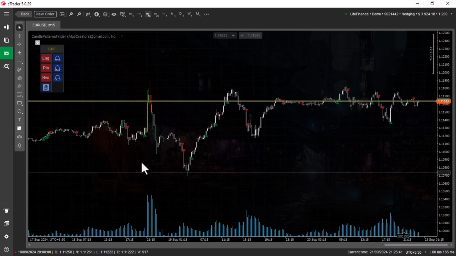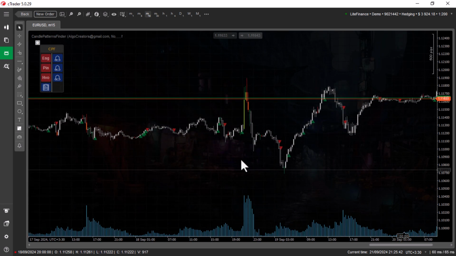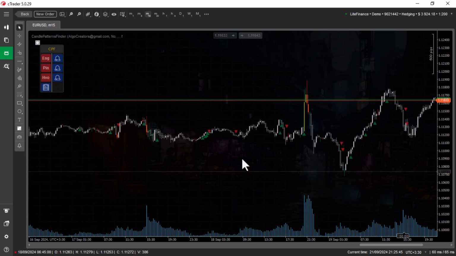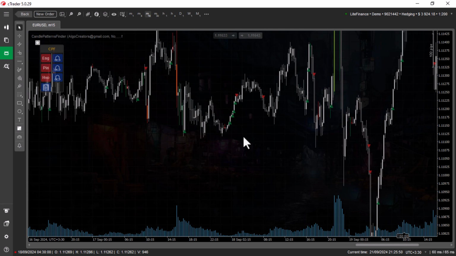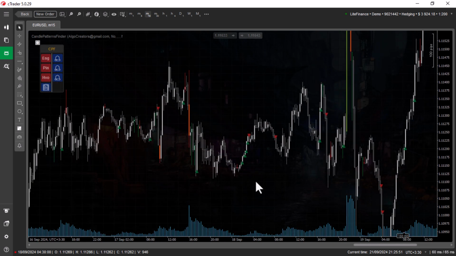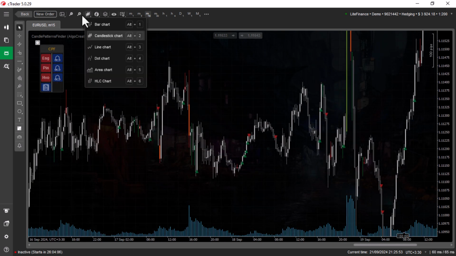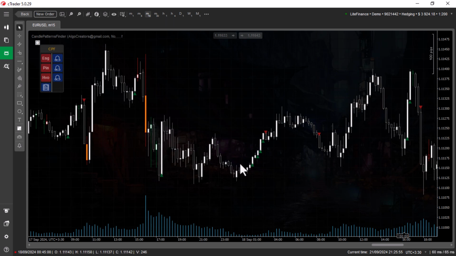Patterns like the pin bar and engulfing can signal strong reversals in trend direction, offering valuable insights into future price action. Mastering these patterns can give you a significant edge in your trading strategy. With this indicator, not only can you identify these key candlestick patterns, but you can also use them to recognize support and resistance levels on the chart.